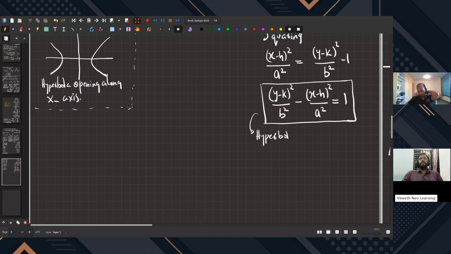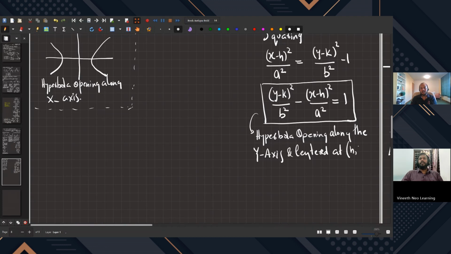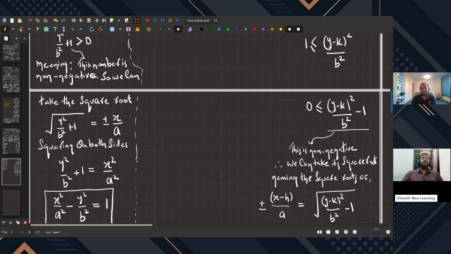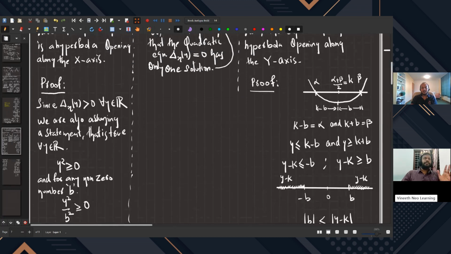This is a hyperbola opening along the y-axis and centered at h, k. So this will look like this, and this point is h comma k. This proof is somewhat similar to our proof for the ellipse.